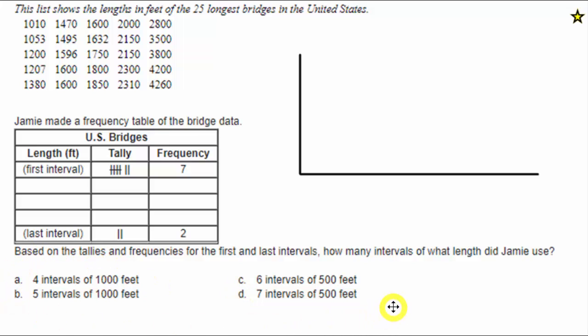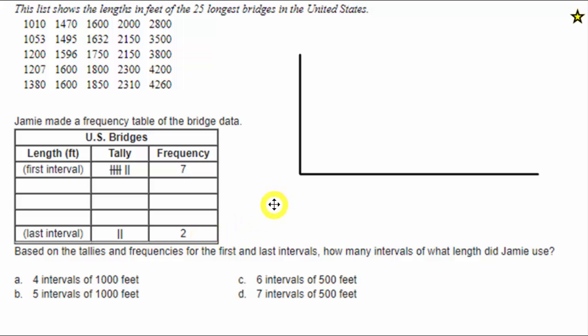Conveniently, this is a multiple choice question, so the quickest way to determine the answer would be to check each answer choice until we arrive at one that makes sense. So first I'm going to look at the two intervals that are already in the frequency table. It tells us the first interval and it tells us the last one.